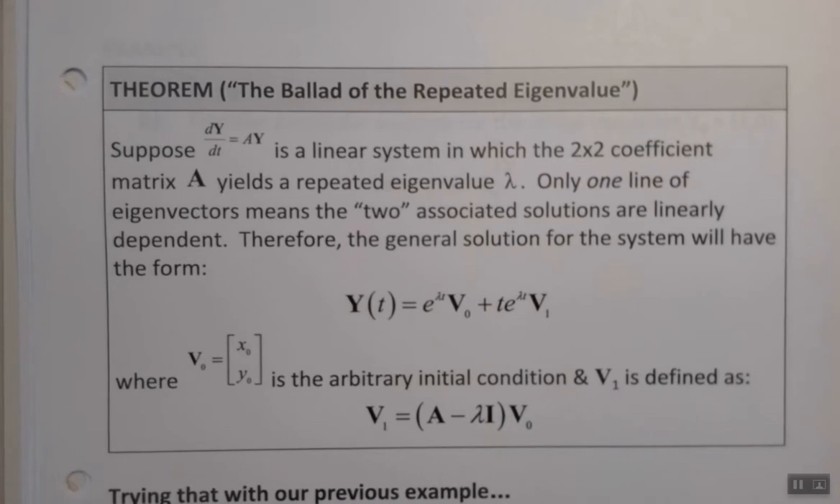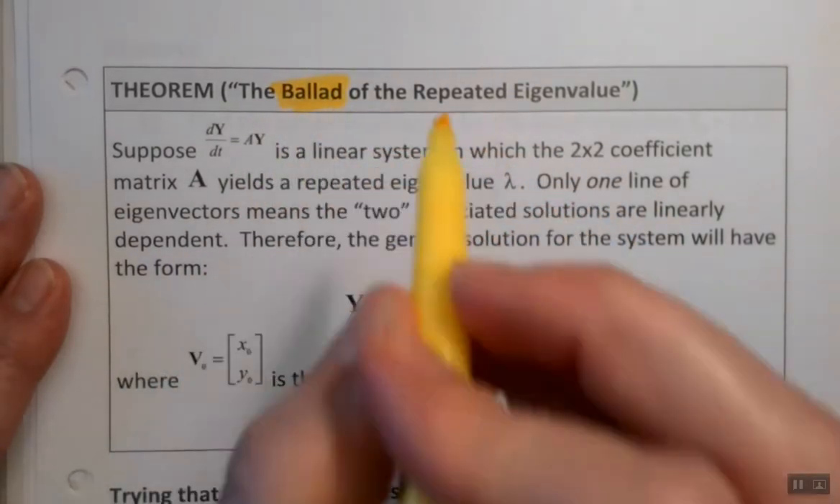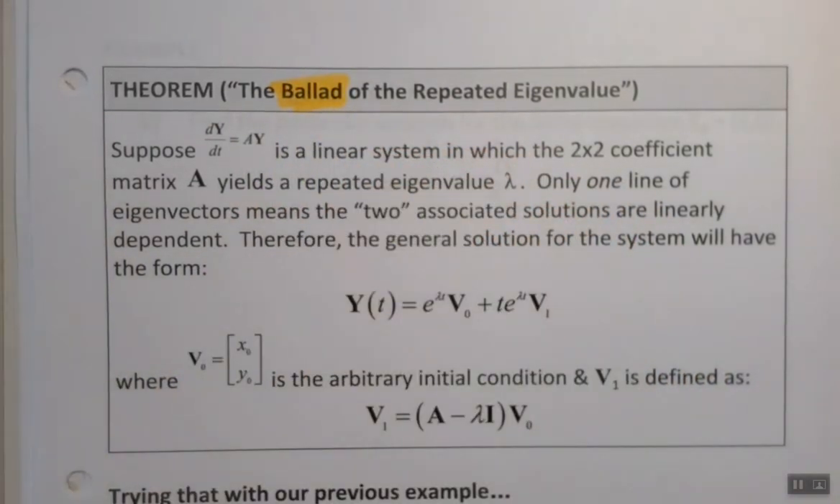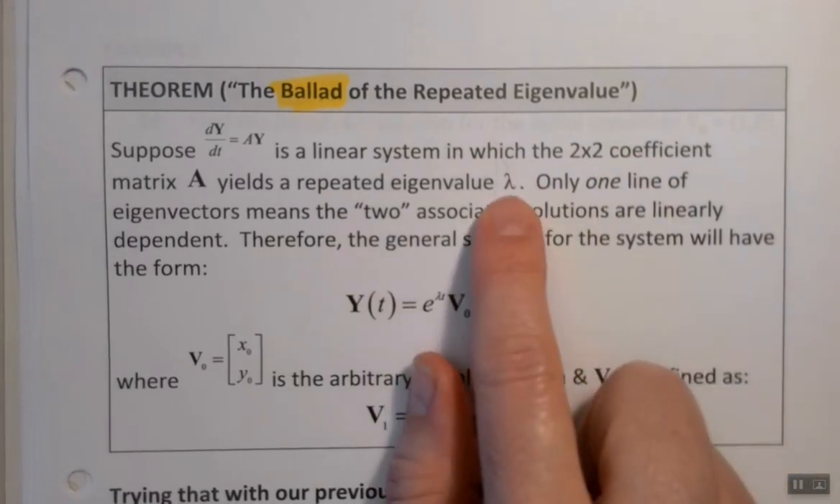Now, one of the things that you'll notice is that I have a goofy name for this thing. It's a goofy name because referring to it as the theorem for repeated eigenvalues is just kind of a pain in the butt. I just refer to it as the ballad, as if there's a song about this kind of thing. So I call it the ballad of the repeated eigenvalue. And it basically says, suppose you've got a linear system that has a 2 by 2 coefficient matrix, and you wind up with a repeated eigenvalue.